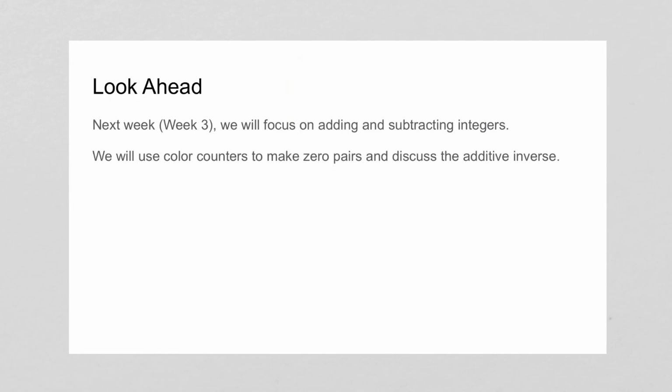And finally, a look ahead at next week. Next week, we're going to focus on adding and subtracting integers, getting some really good practice into that because it's something you're going to use for the rest of your academic career and probably on into your adult life. People use adding and subtracting integers, so we want to be proficient at that. We're going to also work on using color counters to make zero pairs and discuss the additive inverse. Hopefully that'll help you visualize exactly what it means to subtract a negative number or add a negative number.